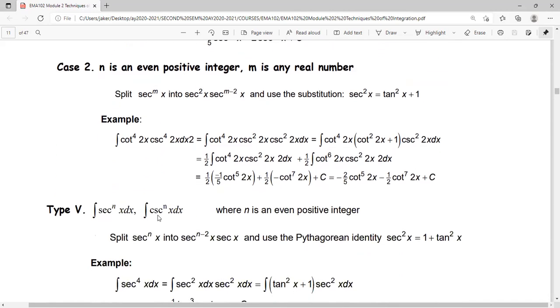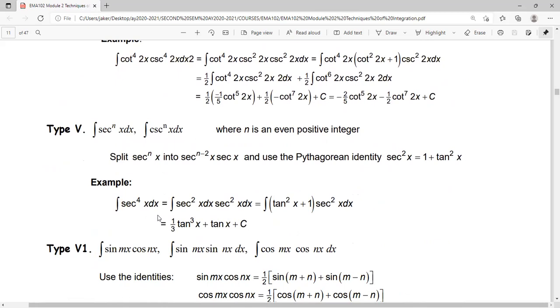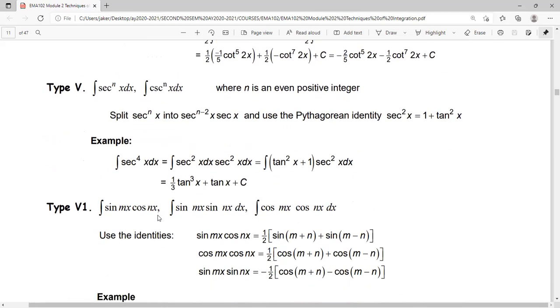So for this afternoon, we will continue with the last two. Actually, the last type is the easiest of the 6. And the type 5 is only comprising one function. So it's either an integral of a secant and a cosecant. And our limiting condition here is that the exponent of the secant and cosecant should be even and positive. So you could see here, even and positive.